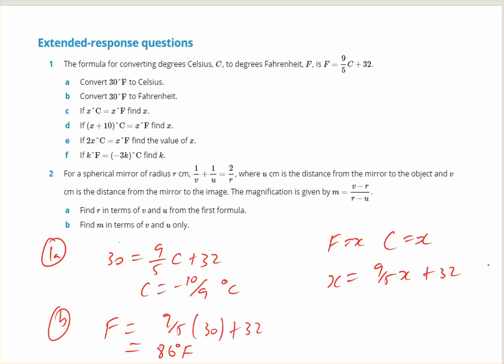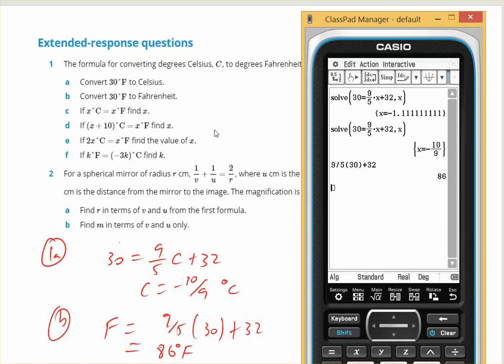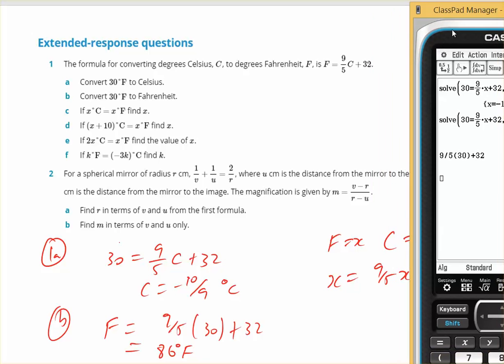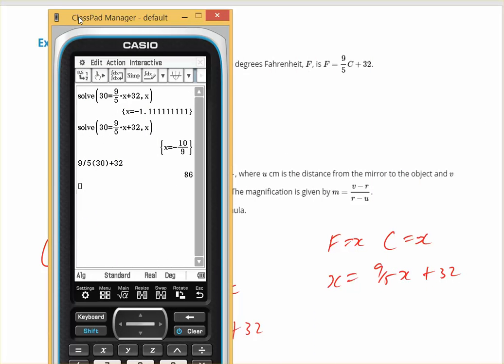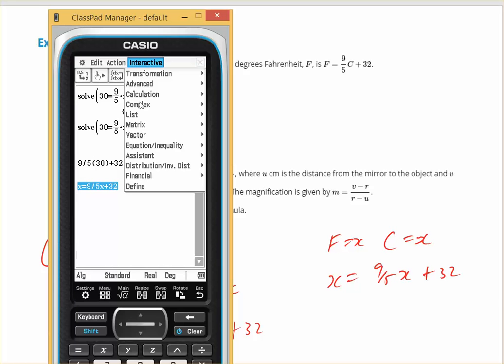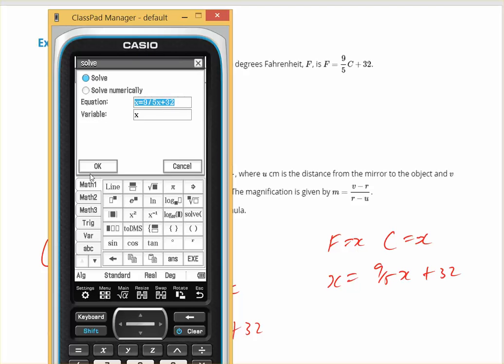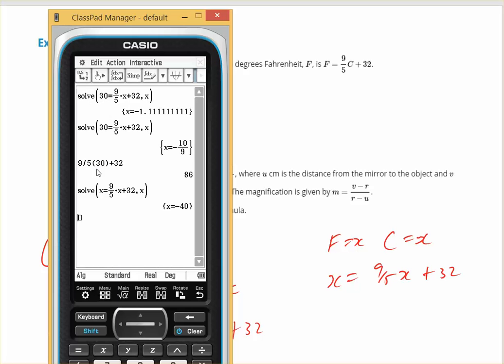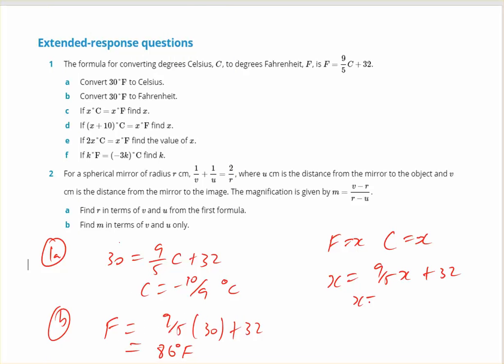I'm going to go interactive and solve for x. So you go x equals 9 divided by 5 x plus 32. Interactive and solve for x. Okay, x equals negative 40. And so this is for C.